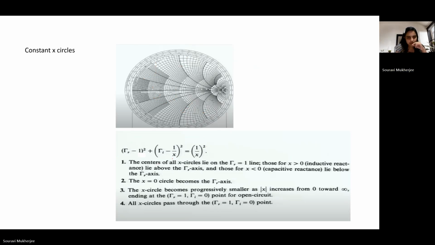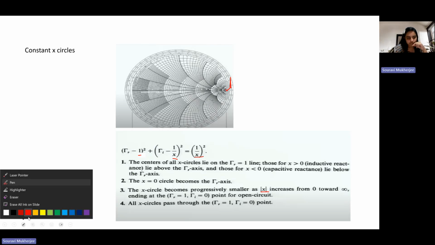Okay. Now again here, as you can see, the centers lie at 1 comma 1 plus 1 by x, right? And the radius is given as 1 by x. So again, as you increase x, your radius decreases. So the x circles become progressively smaller as the magnitude of x increases from 0 to infinity, ending again at the open circuit point, which is here.